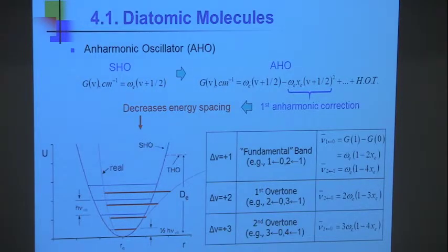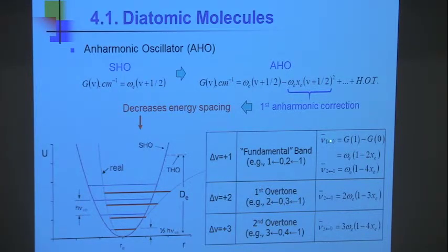Now, notation. Spectroscopy is a lot about notation. Delta V is 1, that's called the fundamental band. Delta V is 2, it's called the first overtone. Delta V of 3 is called the second overtone. But the fundamental can be any of the delta V of 1. It can be 0 to 1, 1 to 2, 2 to 3. All of those are fundamentals. All of these are first overtones.